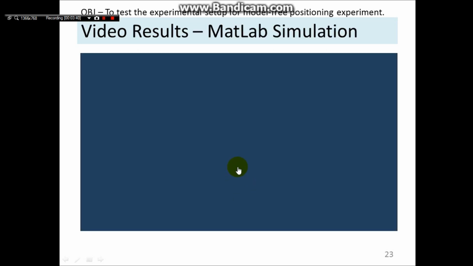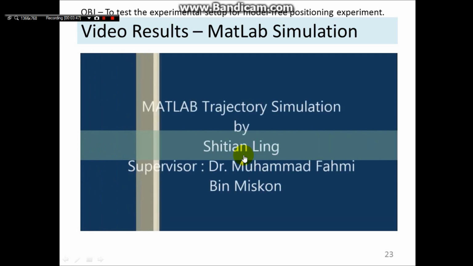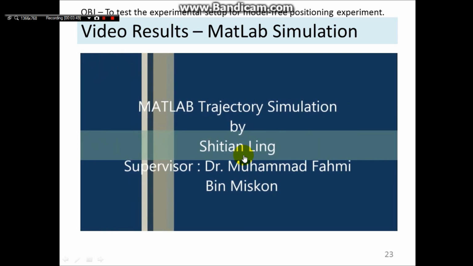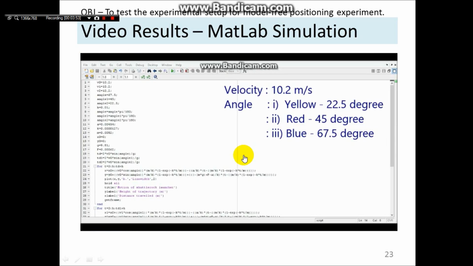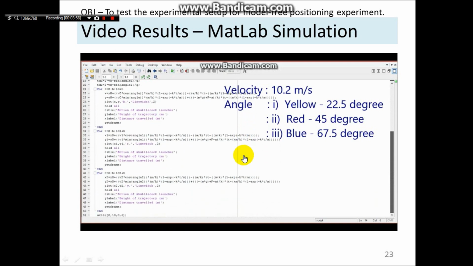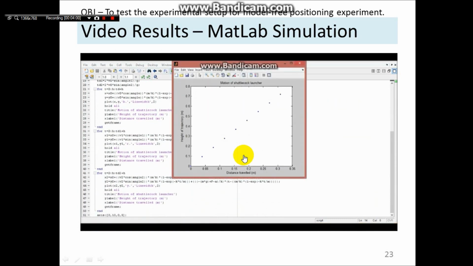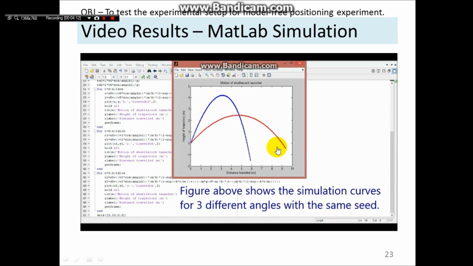Next, this video shows the MATLAB simulations to test the model-free positioning. So from the simulation, the velocity is set to 10.2 for all the 3 trajectories, and the angles are 22.5, 45, and 67.5. So this figure shows the simulation curves for 3 different angles with the same speed.